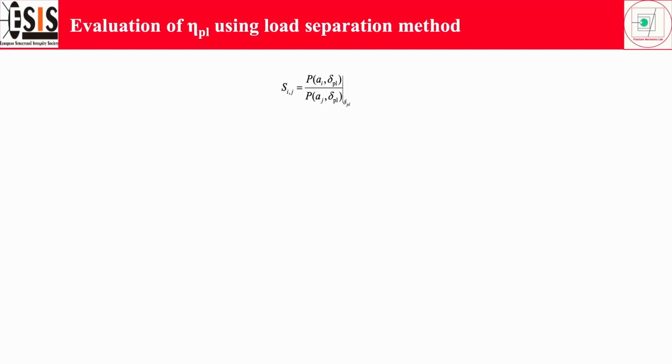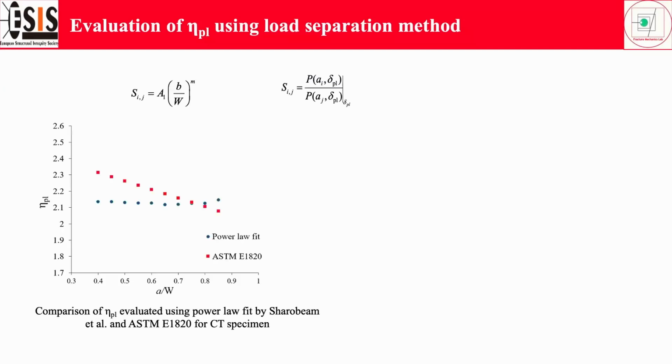So in this load separation method, first of all, the separation parameter can be found out with the help of the ratio of the loads at the AI crack length for the reference AJ crack length. Initially, this load separation method was given by Cherubin et al. And he gave that the power law fit is giving the constant value of eta PL for the CT specimen.